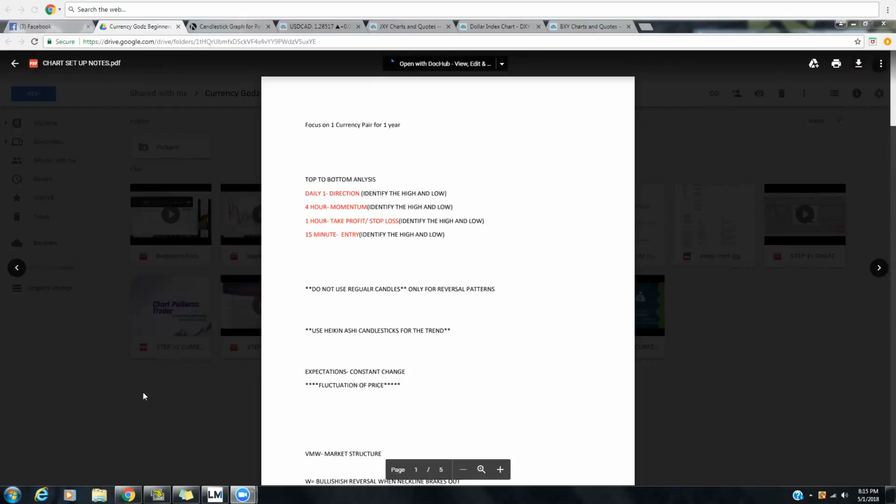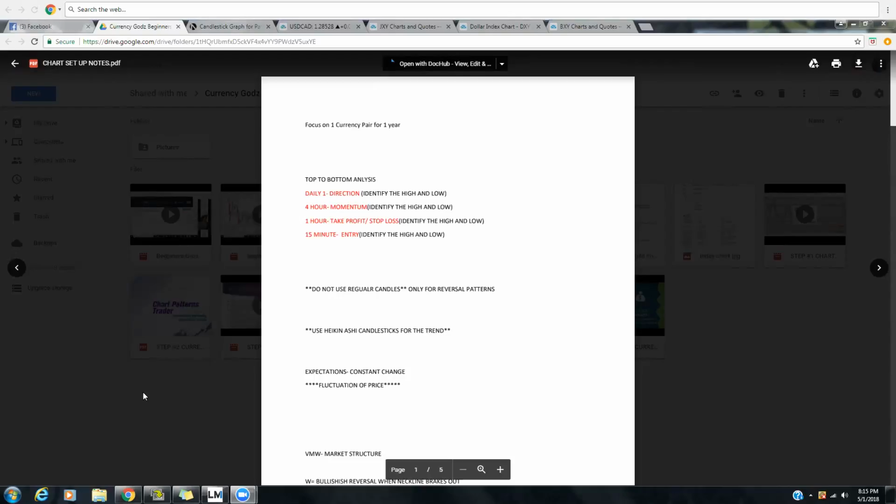So let's start with what top to bottom analysis is. Top to bottom analysis is where we're going to identify the different charts and what they mean. So our daily chart is for direction. We identify highs and lows on all of our charts, but the daily chart is for direction. So basically, when you're looking at your daily chart, you want to see how the pair that you have selected is moving. Is it bearish or is it bullish?